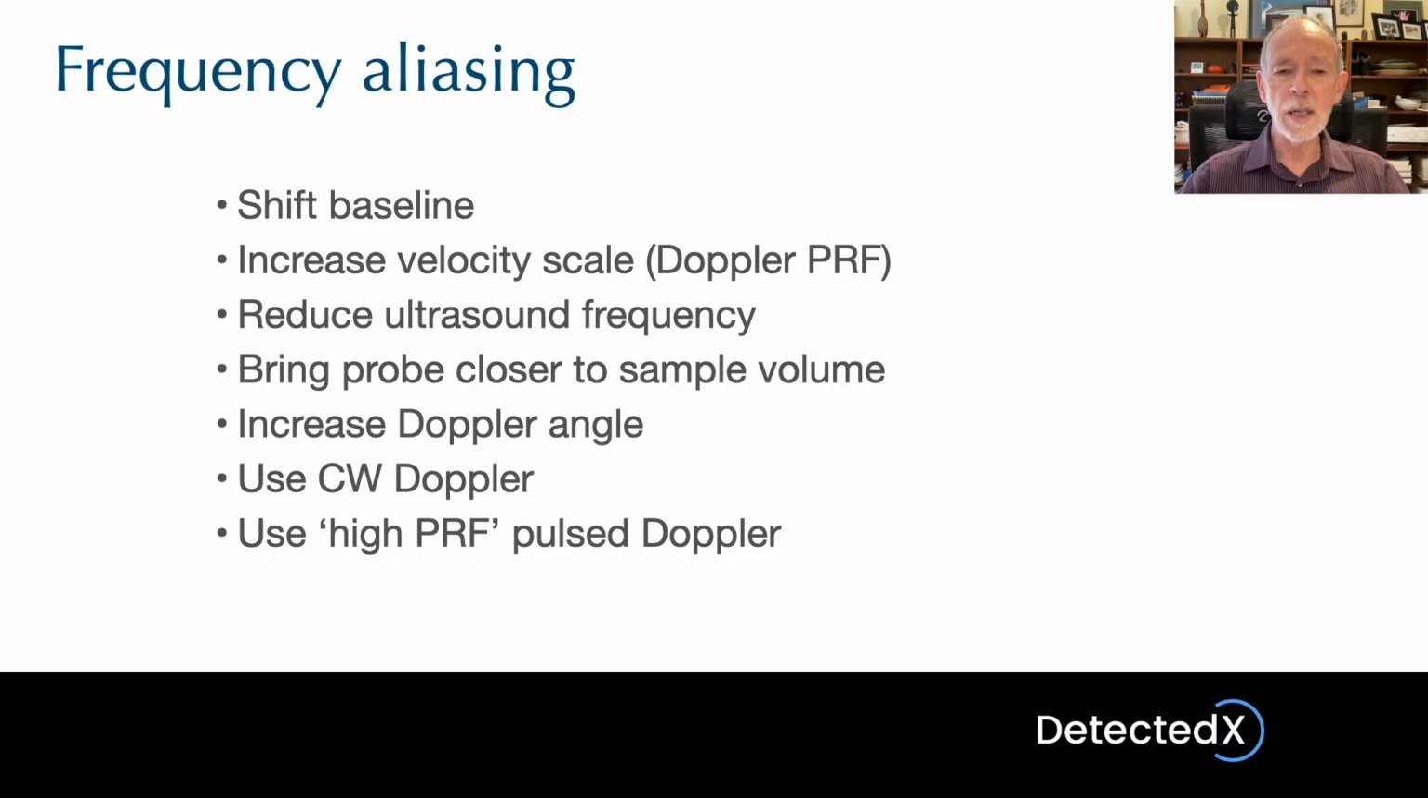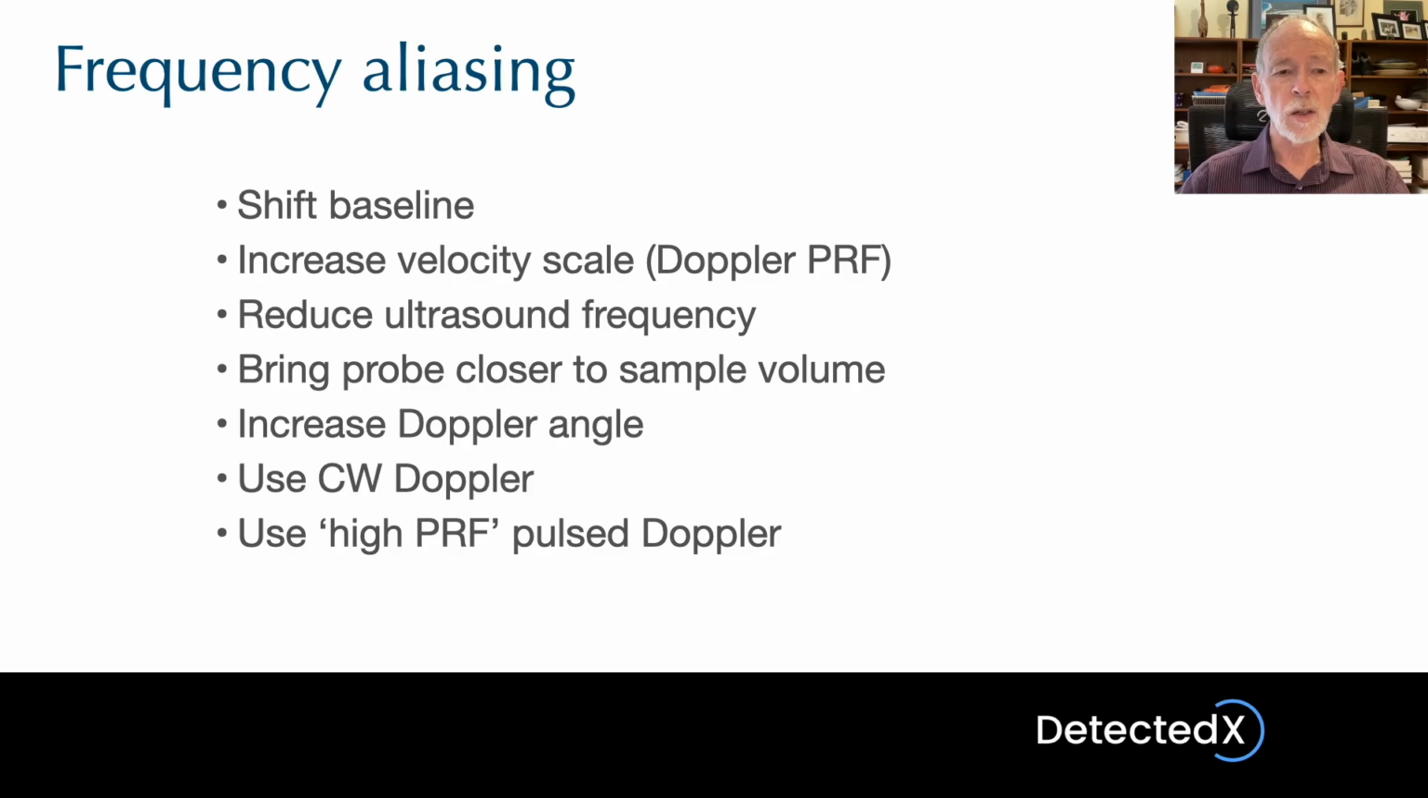Theoretically, at least, you can increase the Doppler angle. Increasing the Doppler angle, you may remember, decreases the Doppler shift, and therefore will reduce or eliminate aliasing. Now, this is not always practical, and it's not always desirable from an accuracy point of view either. So it's not a very common tactic that you can use.